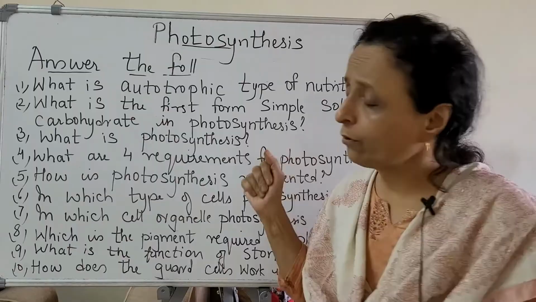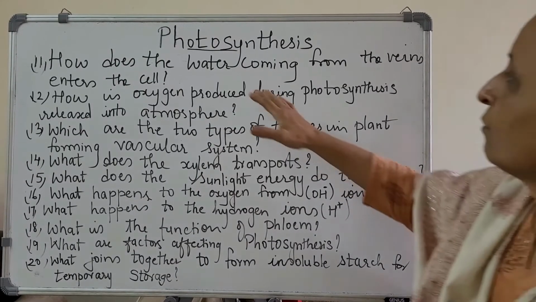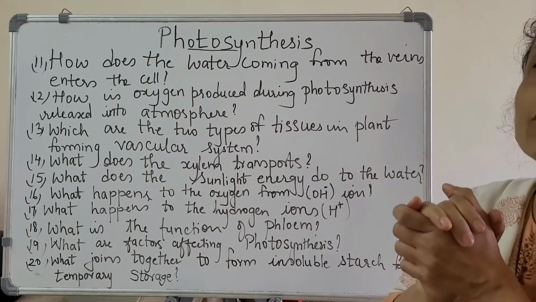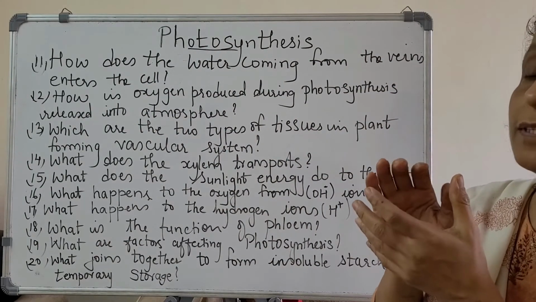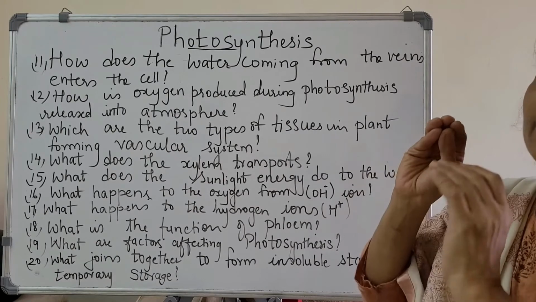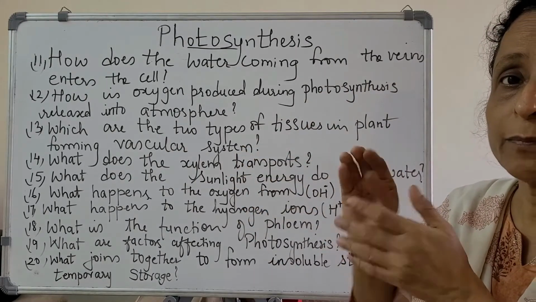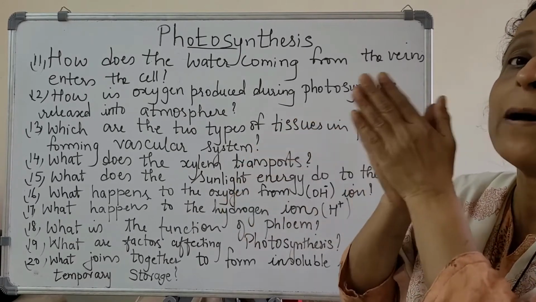Now, how does the water coming from the veins enter the cell? It enters by osmosis. Osmosis is a process where the water enters from lower to higher concentration. The concentration in the leaf cell is more, so from the veins it enters by osmosis.